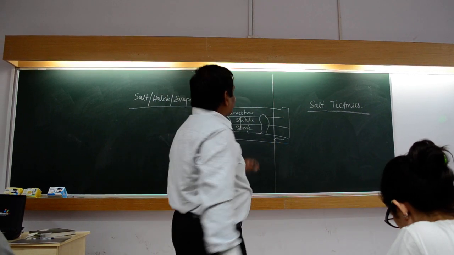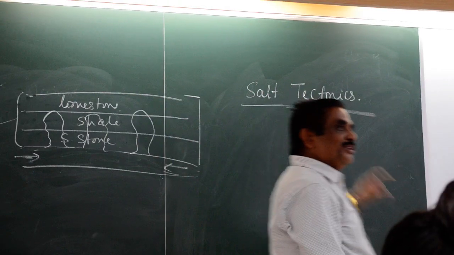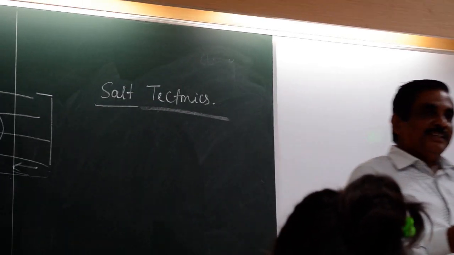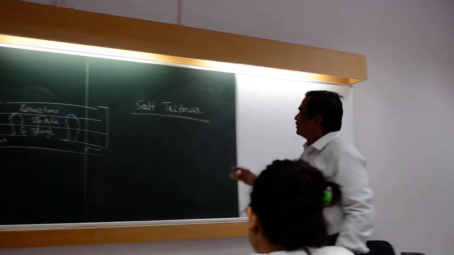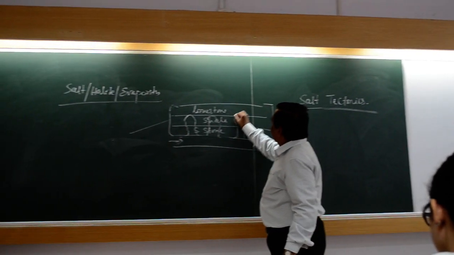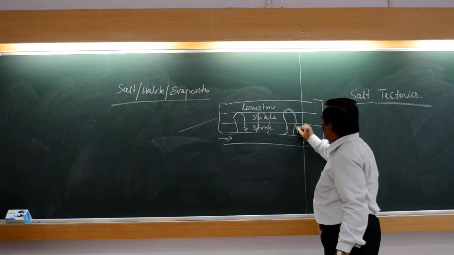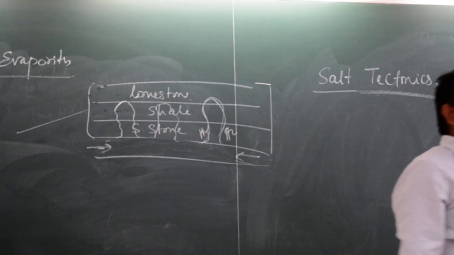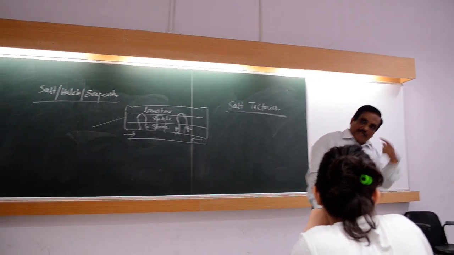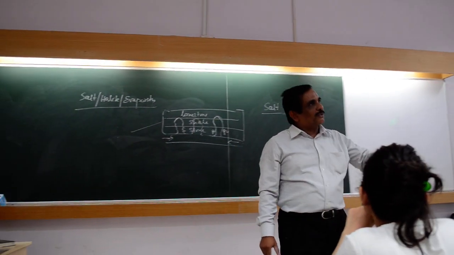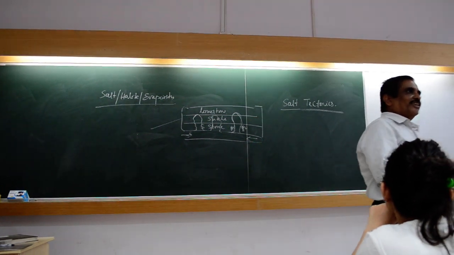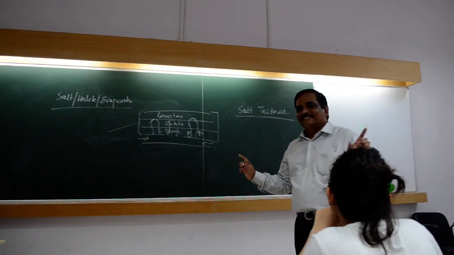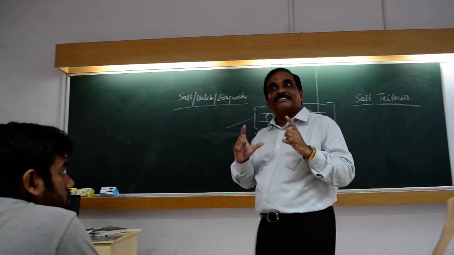And why will we read this tectonics? Most of the hydrocarbon deposits are related to this structure. They are found here, all these hydrocarbons. An area which has undergone a lot of salt tectonics is famous for oil. Where there is no salt, there is no oil. It is so much related.